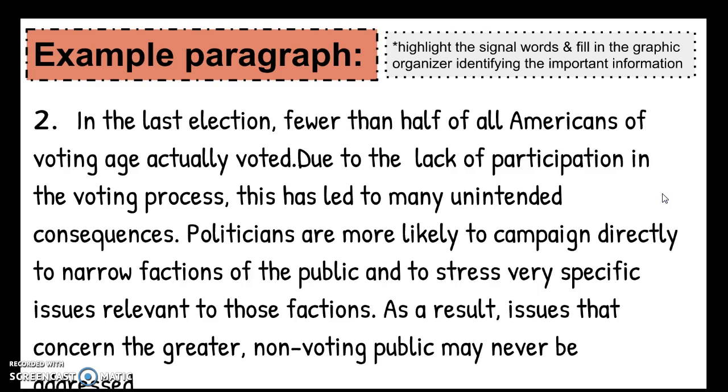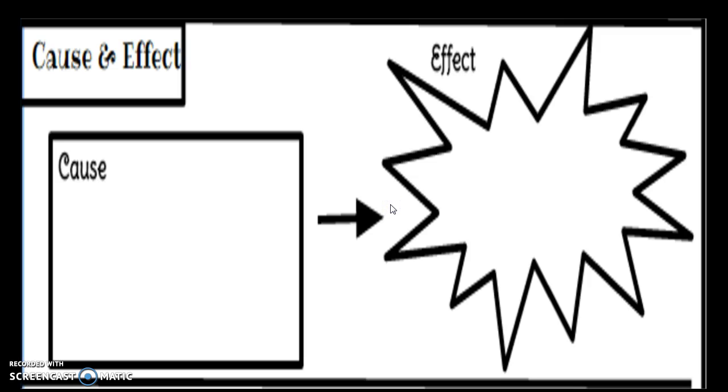So we're looking for our signal words. I see due to, let's see, as a result, has led to. Okay, so what you're going to do now is using those signal words due to, we look at the rest of that sentence, it leads us into some important information that we're going to put into our graphic organizer.